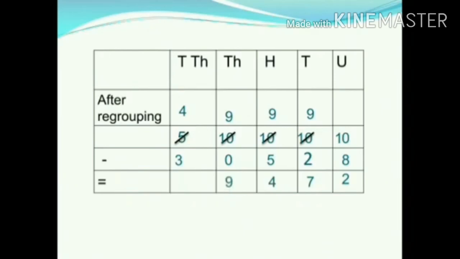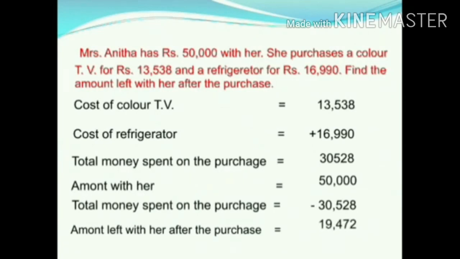Next we should subtract 10,000 place digits. They are 4 and 3. 4 minus 3 is equal to 1. Write 1 in 10,000s place. Amount left with her after the purchase is 19,472 rupees.